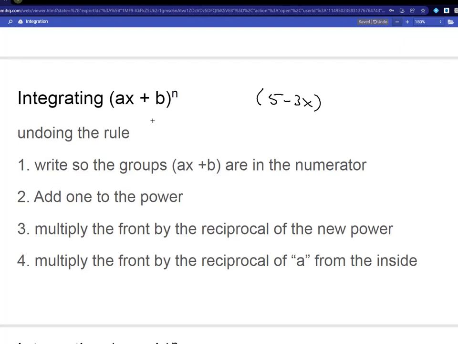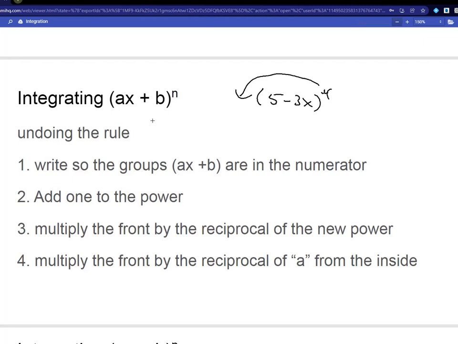Whenever you see this to some power, this is the way we integrate it. We're going to add 1 to the power. We're going to multiply by the reciprocal of the front, or divide by it. But because it's a group, I almost always just multiply by the reciprocal, okay?